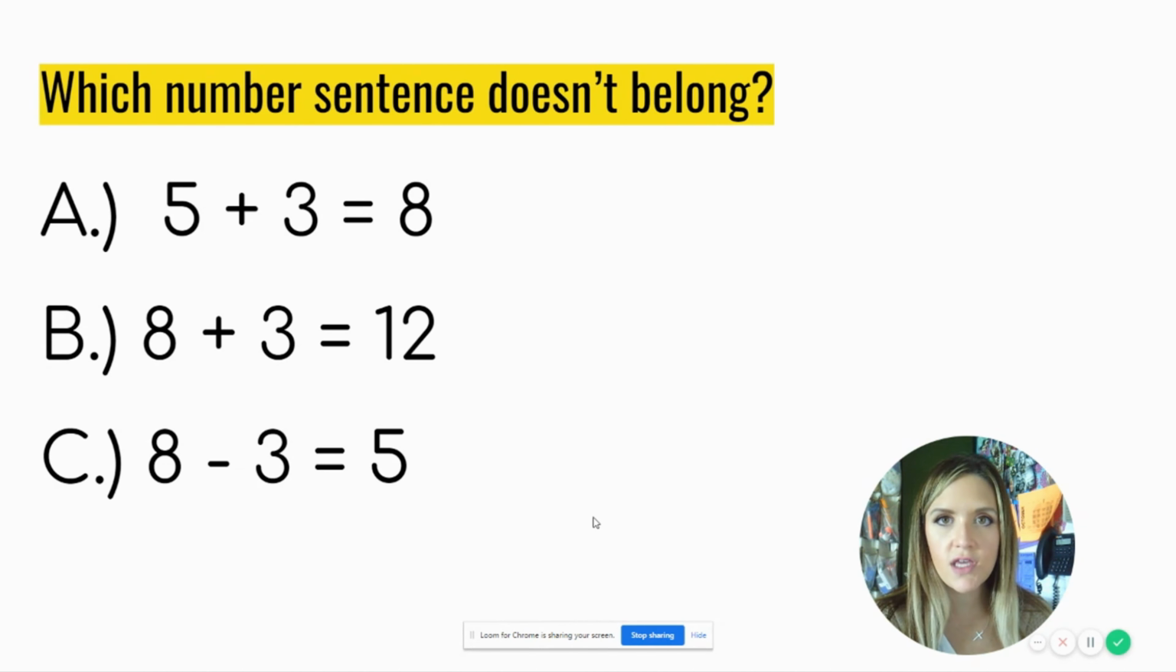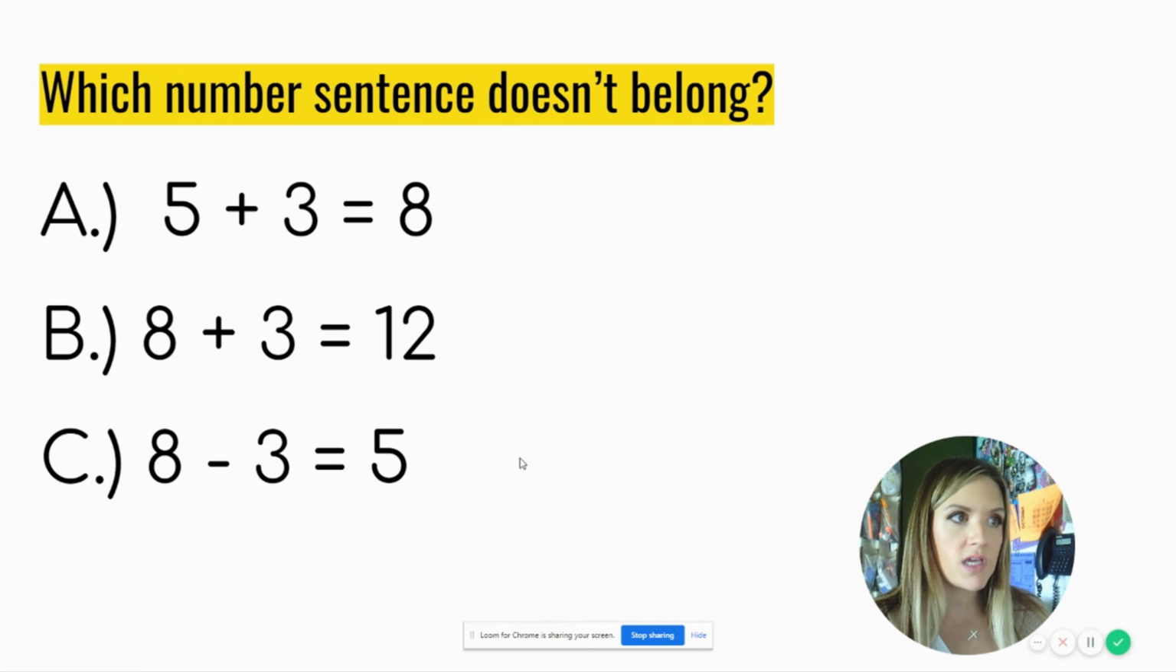Okay, if you think you know the answer, I want you to say A, B, or C out loud right now. Which one is wrong? All right, I know that A, 5 plus 3, does equal 8. That's a math fact I have memorized. And then if I come down here to the bottom, if 5 plus 3 equals 8, I know that 8 minus 3 has to equal 5 because it's a related fact. So that brings me to B.